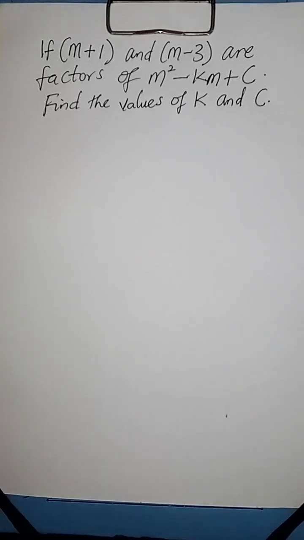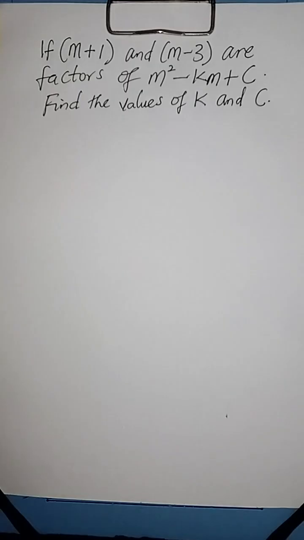This is an interesting question. If m plus 1 and m minus 3 are factors of m squared minus km plus c, find the values of k and c.